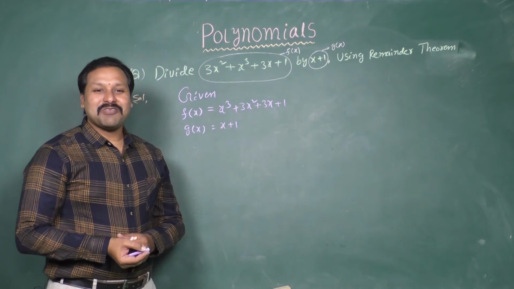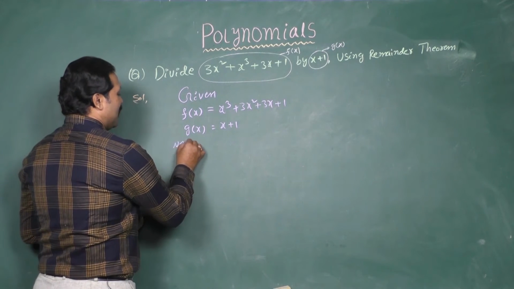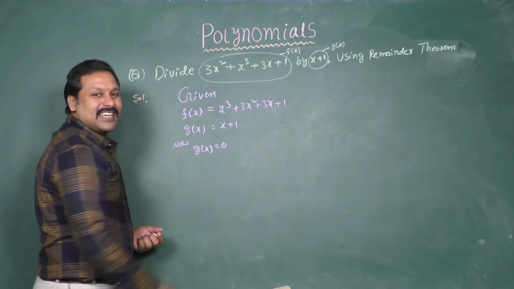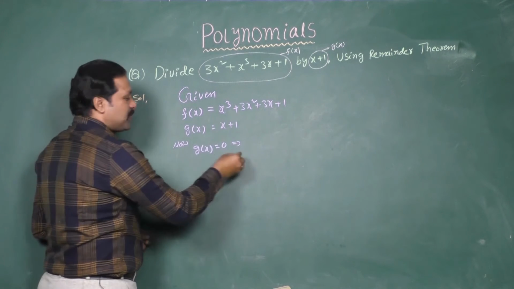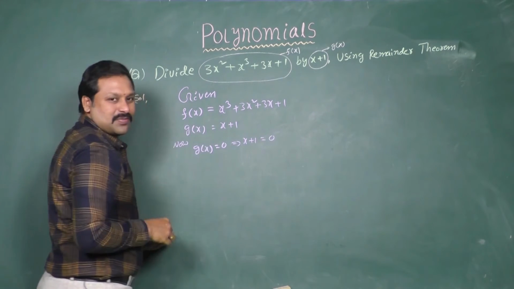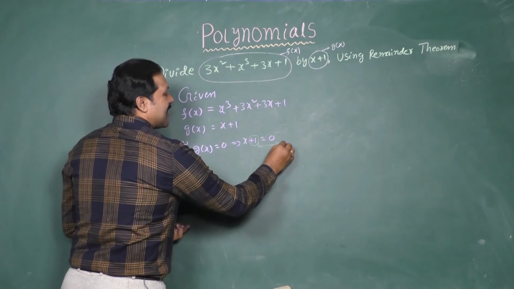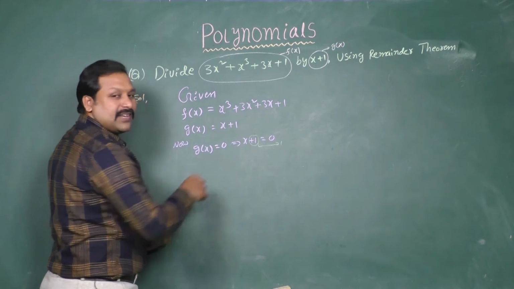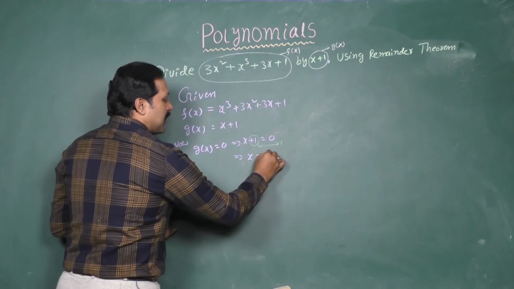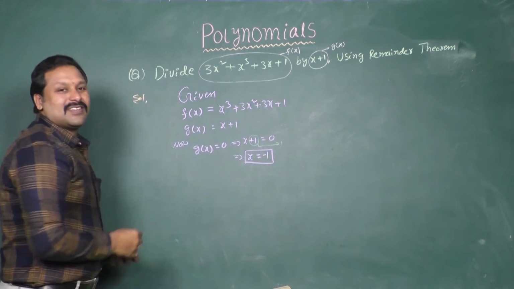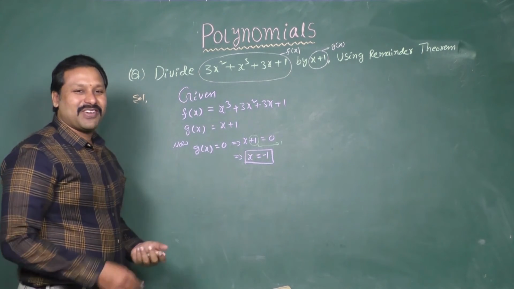First we should equate g of x equal to 0. Now g of x equal to 0 implies x plus 1 equal to 0. If you transfer plus 1 to the right hand side, then you get minus 1. That implies x would be minus 1. Now substitute the obtained x value in f of x.